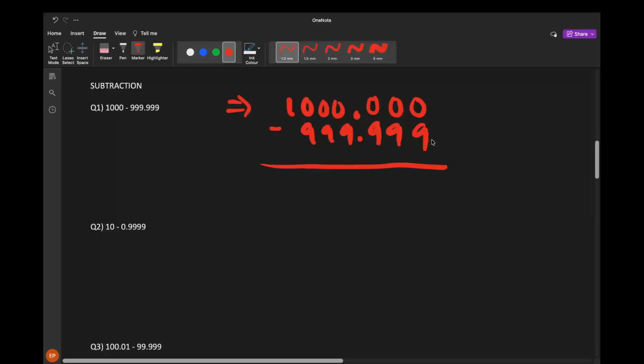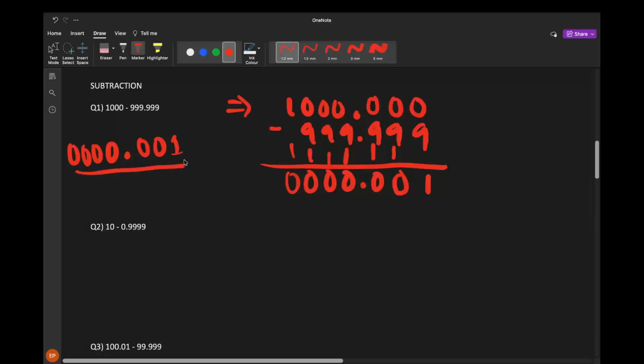0 minus 9 we can't do, right? Take one carry from here, 10 minus 9, it becomes 1. Again 10 minus 10, 0. Again we can't subtract 0 minus 10, so again I am taking a carry. 10 minus 10, 0. Again 10 minus 10, 0. 1 minus 1, 0. The answer is 0.001. You can write four zeros also, but the value will be the same.